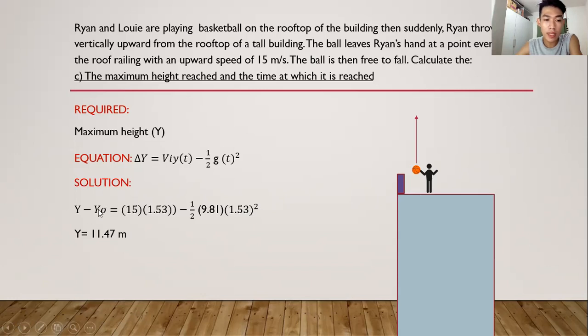So since yung y initial natin is 0, since yun yung pinaka-starting point, automatic magiging 0 na to. So maiiwan yung y, which is yung y final. And yung na-solve natin is 11.47 meters. So sa height na 11.47 meters, it will take 1.53 seconds para ma-reach yun.